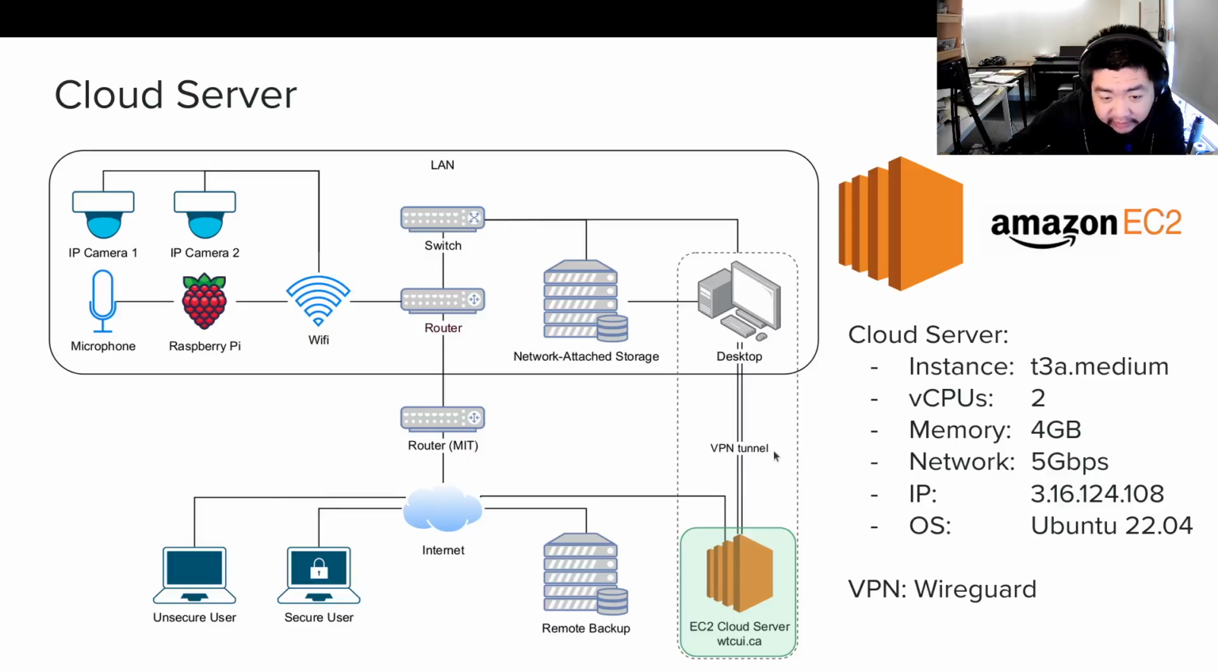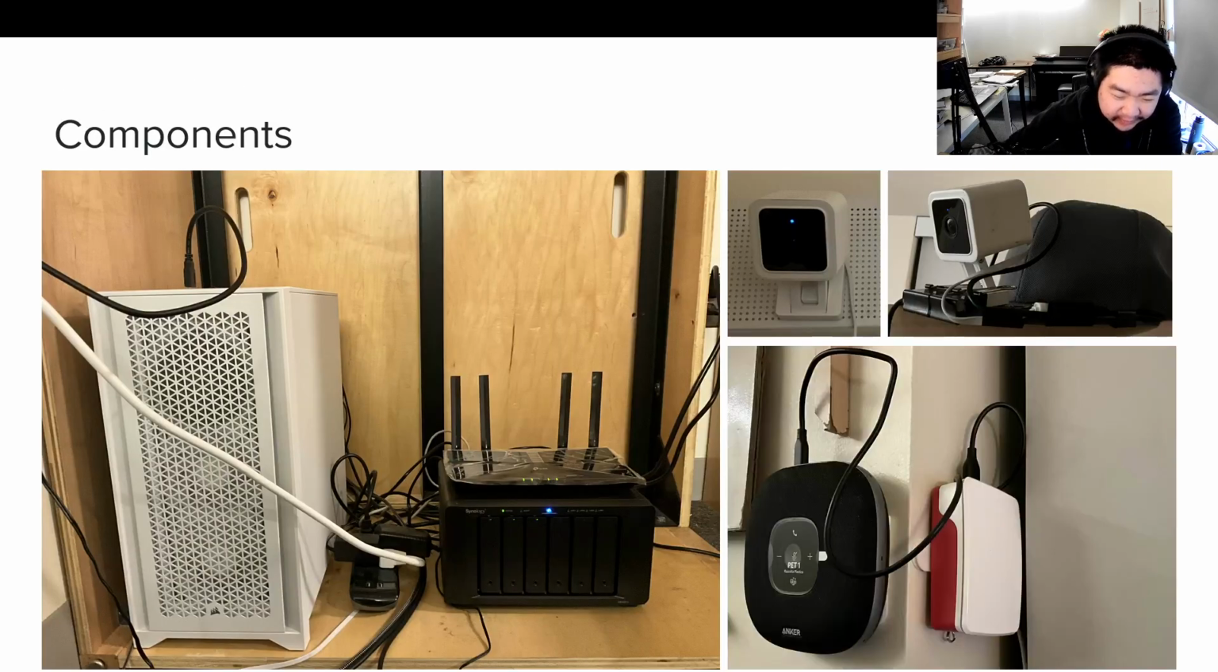Basically, because I can't have a public, static IP for any of my home devices, the VPN tunnel lets the cloud server communicate directly with my desktop and, I guess, my network, even more broadly. Right, so it is unfortunate that I had to use a third party for this, but hey, Cloudflare is also a third party, and that's what everyone uses.